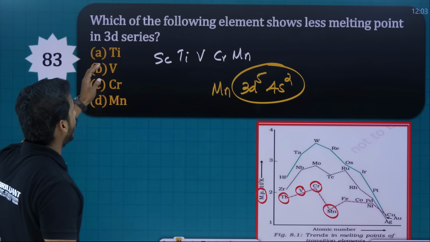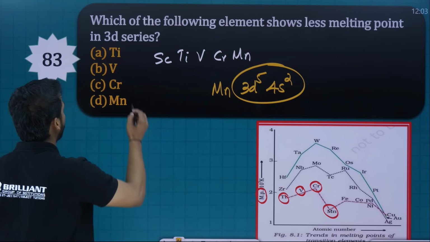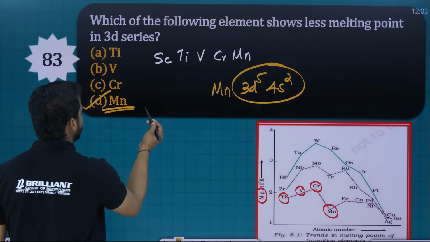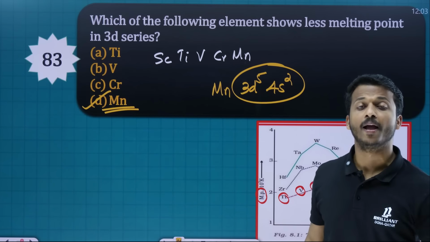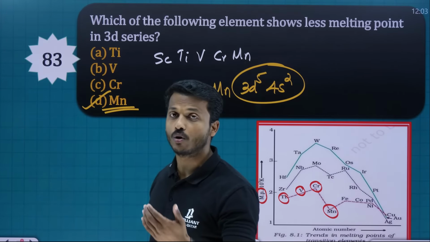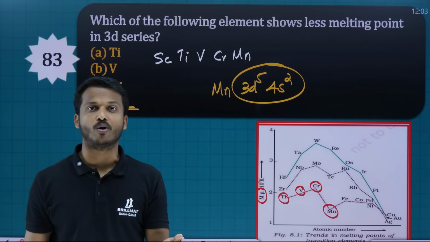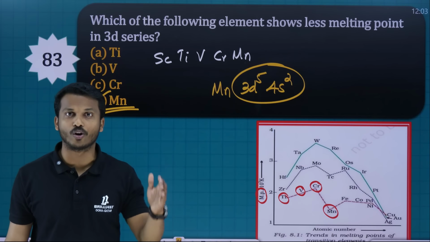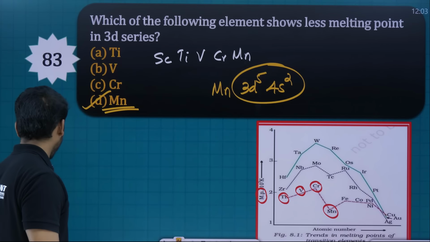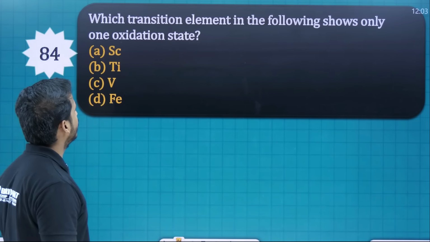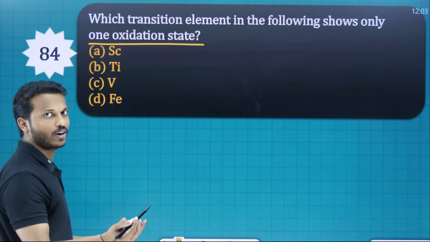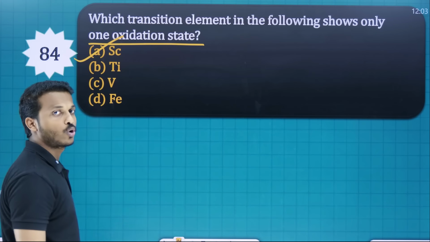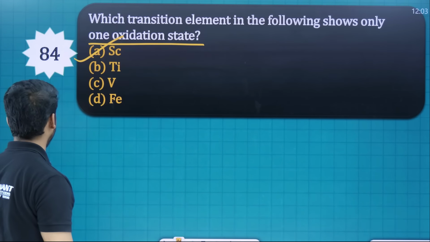Okay. So, among the following elements, the one that shows the lowest melting point is manganese. If they ask for the reason: manganese has half-filled stabilization, so all unpaired electrons cannot take part in bonding. So, they form a weak metallic bond, so their melting point is lower. Next one, which transition element shows only one oxidation state? Already we discussed that scandium shows only one oxidation state, +3.